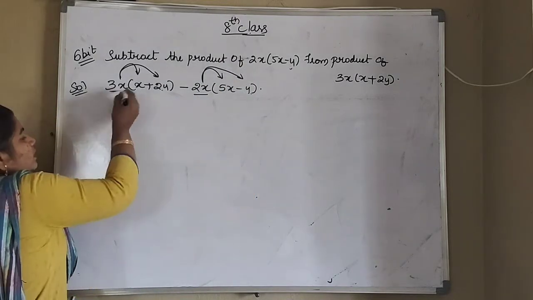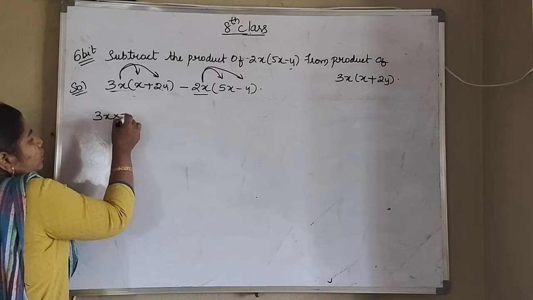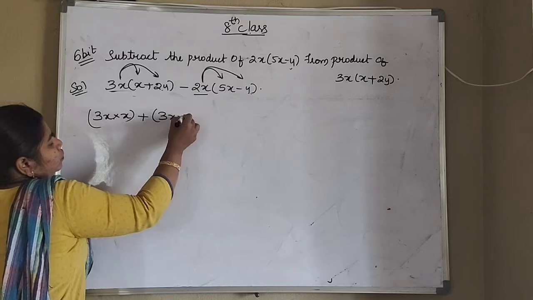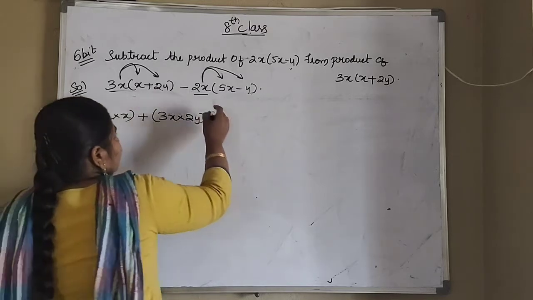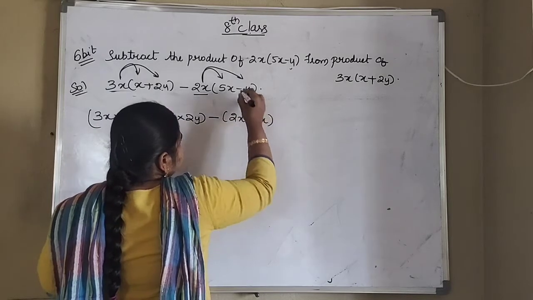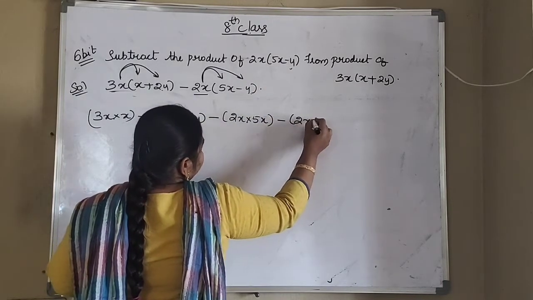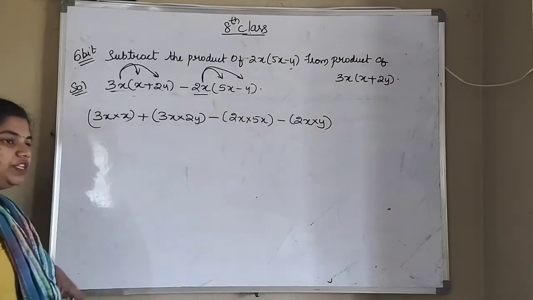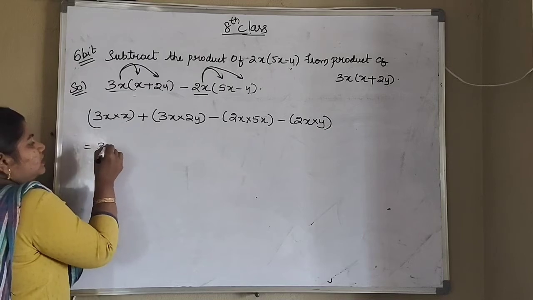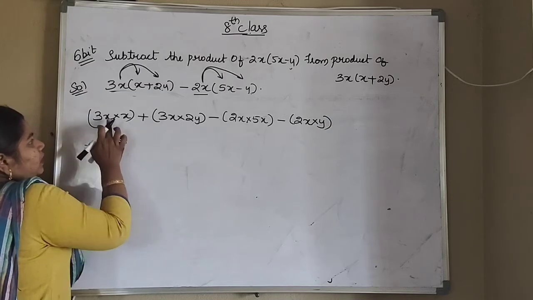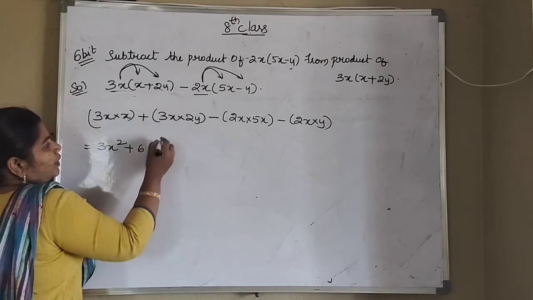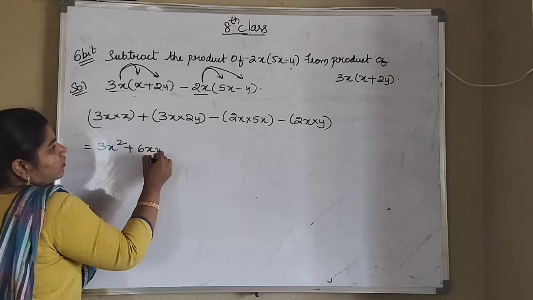Now 3x into x, here plus is there, so plus 3x into 2y, minus 2x into 5x, minus 2x into y. So each and every term I multiplied here. So 3x into x will be 3x square. 3 ones are 3, x into x is x square. Plus 3 twos are 6, x into y is xy.